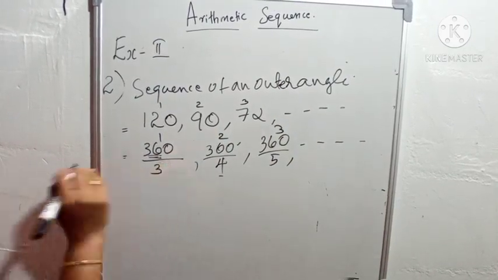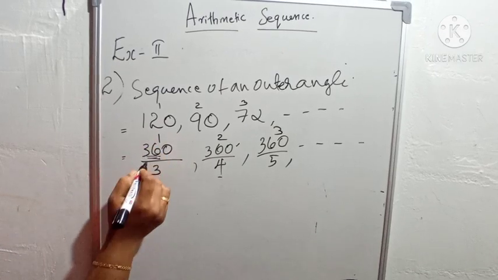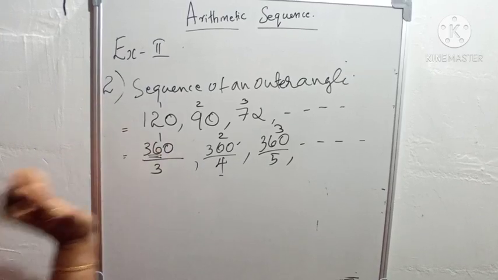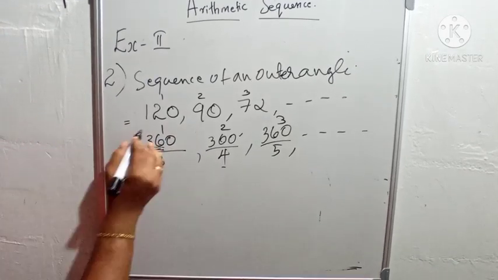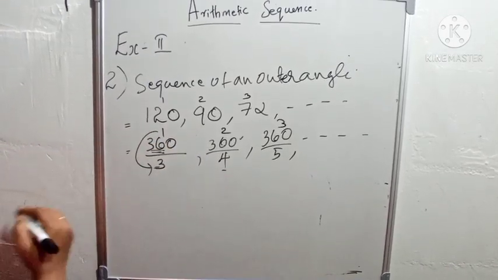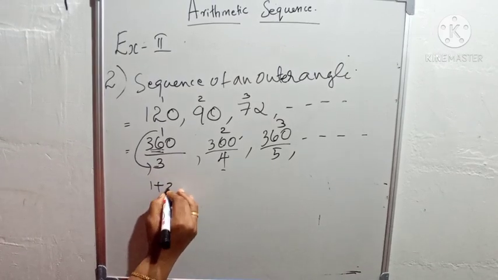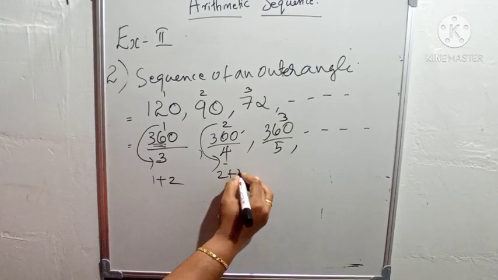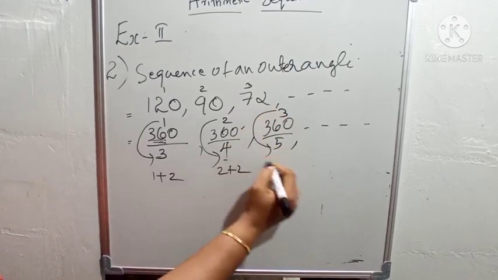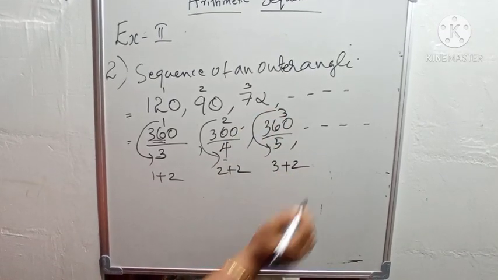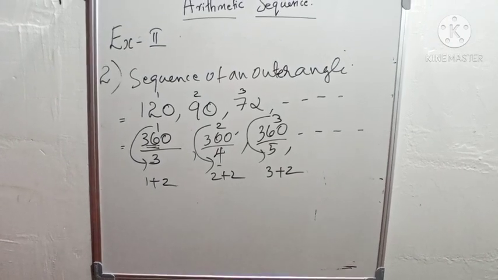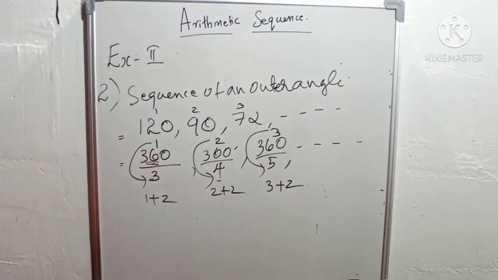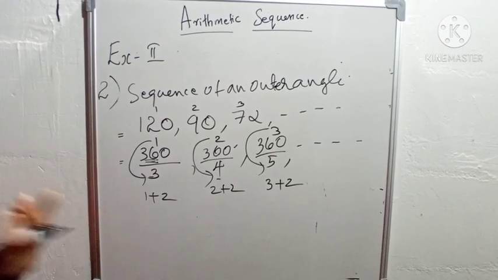Okay, how do we connect this with 1, 2, 3, etc.? See, this 360 is 360 itself. What about this 3? What is the relation between 1 and 3? Yes, 3 is 1 plus 2. Right? And what about 2 and 4? That is 2 plus 2. What about 3 and 5? This is 3 plus 2. And so on.